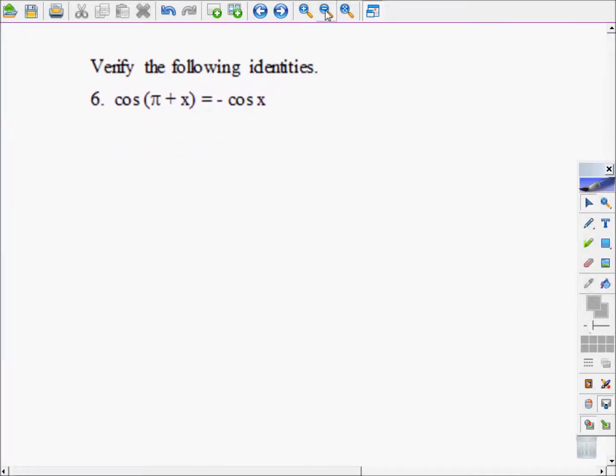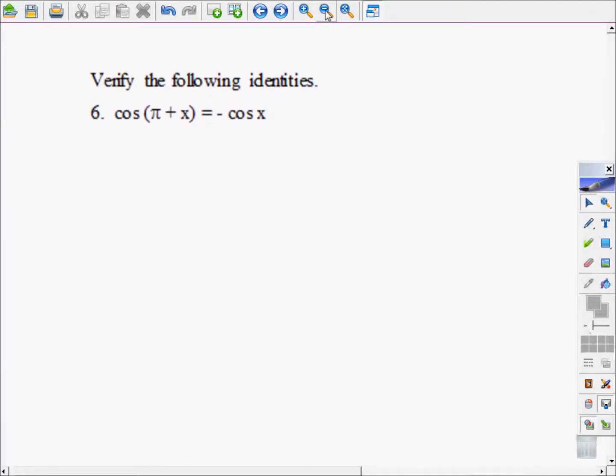All right, so verify the following identity. What this is doing is, again, you're going to identify your A and your B and identify the rule you're following. So what's A? A is pi, because this is A plus B. So A is pi and B is x.